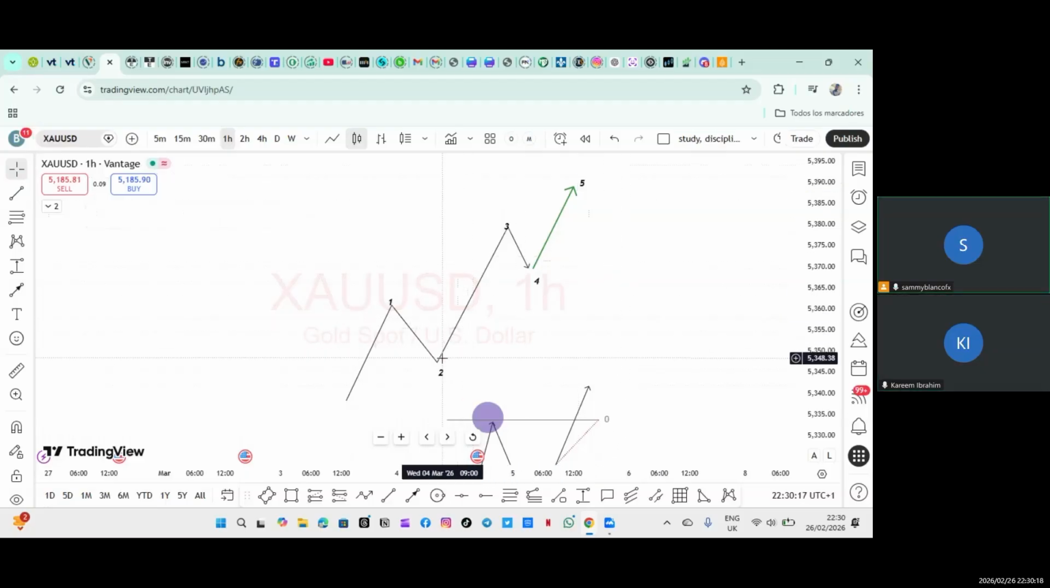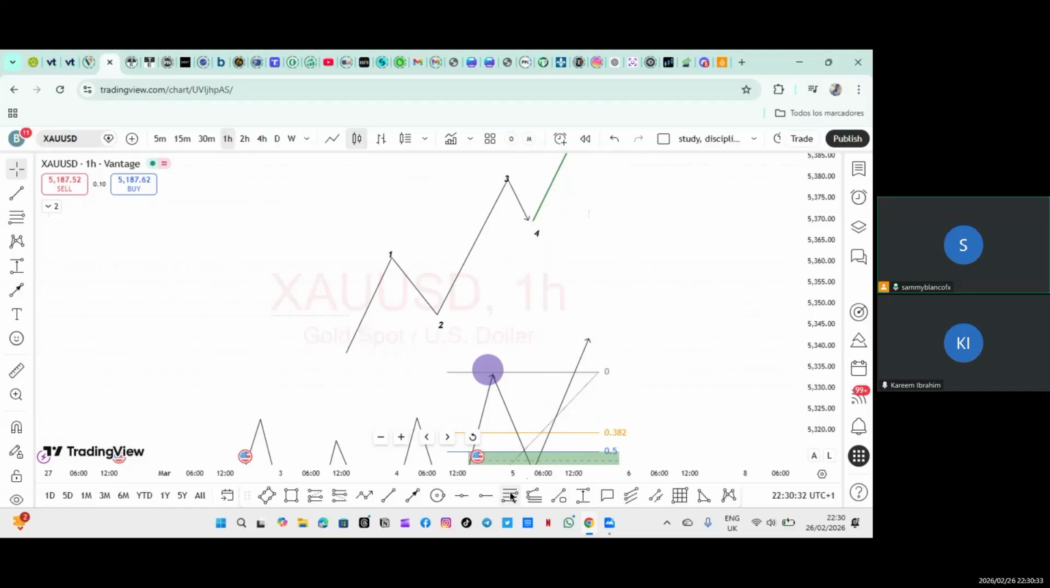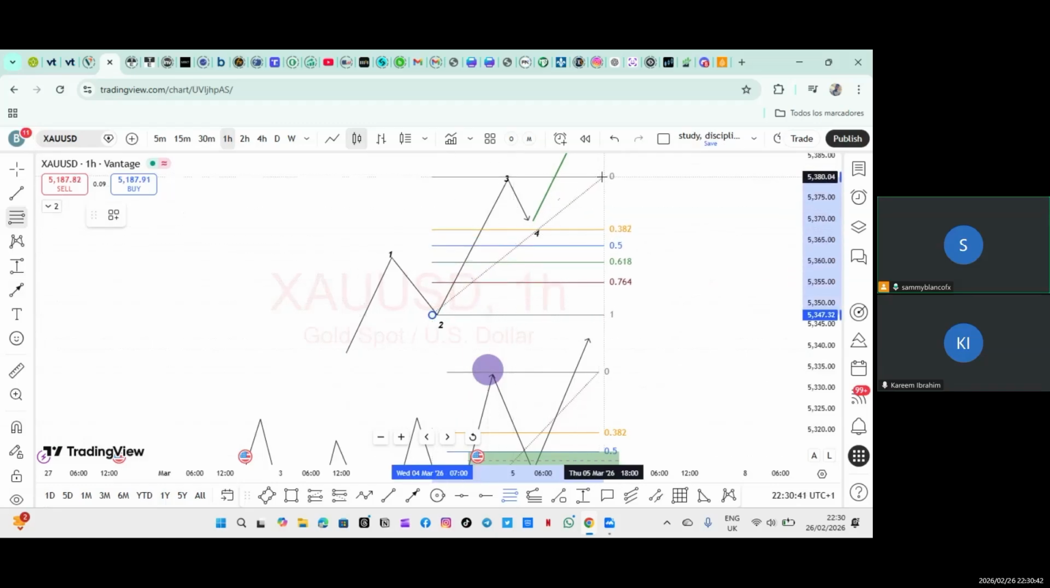So inside this, the third wave is always the longest. It is always the longest. When you see a chart like this, you should know the fourth wave. When you want to draw your Fibonacci level, you draw it from here. For example, you draw it from here, maybe you don't know where you are going to buy, and then you draw it to this high.